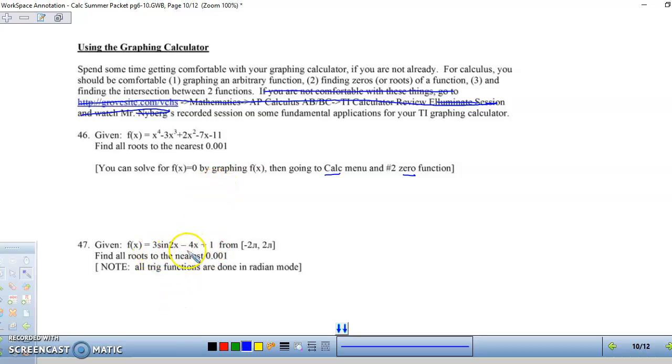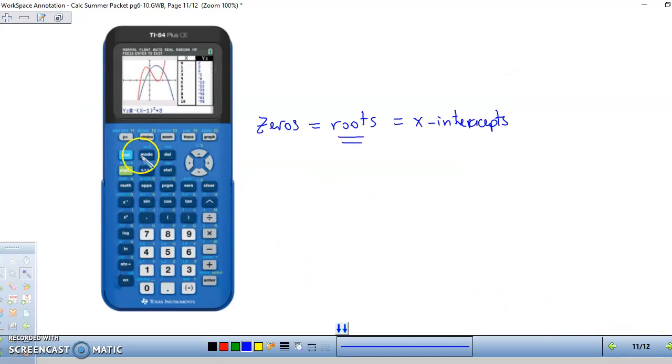When you're doing a trig, make sure that you are in Radian mode for any trig equations. Radian mode is you go to the mode button. So again, looking here, you go to this mode button.